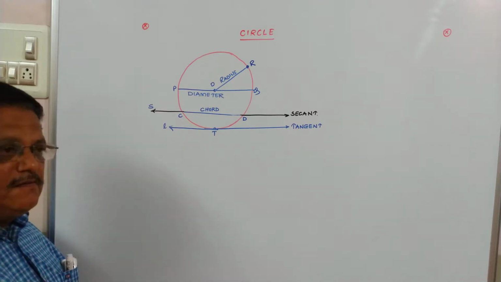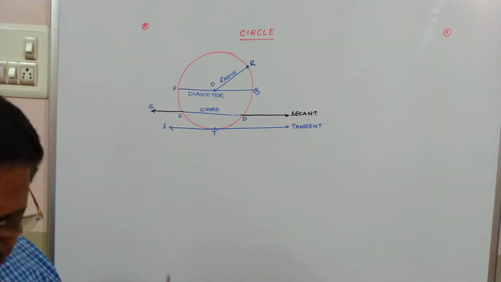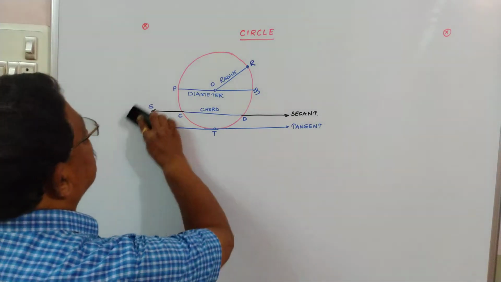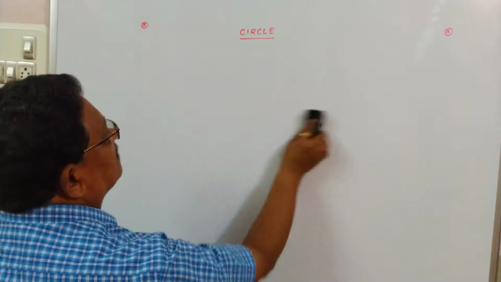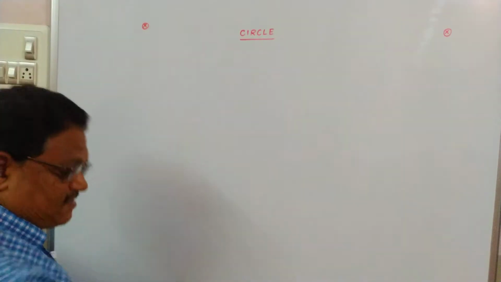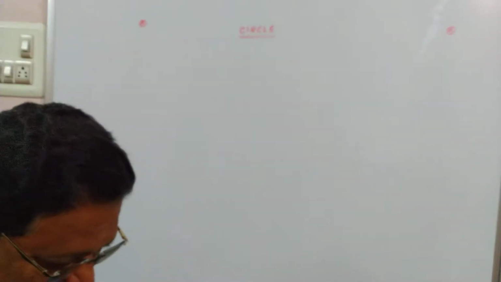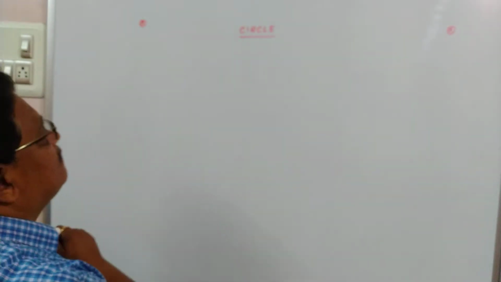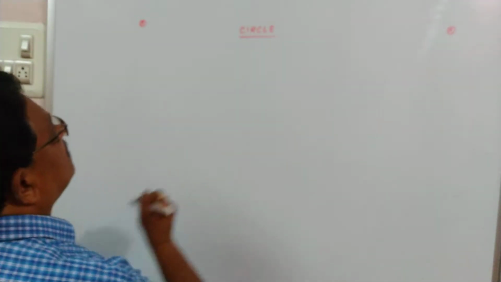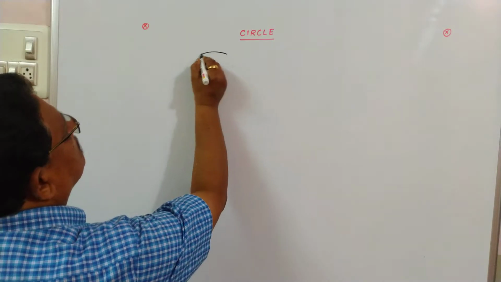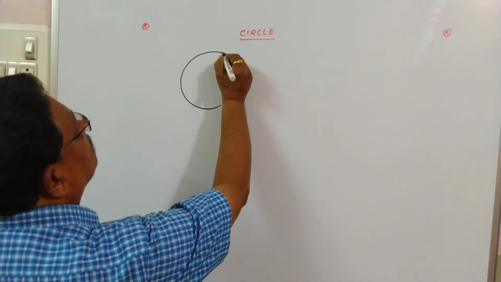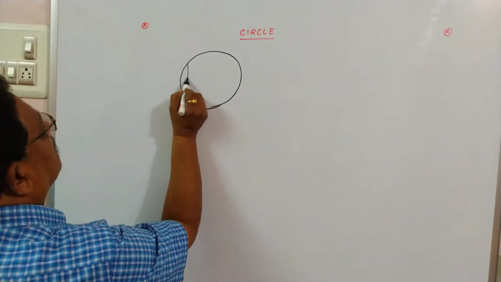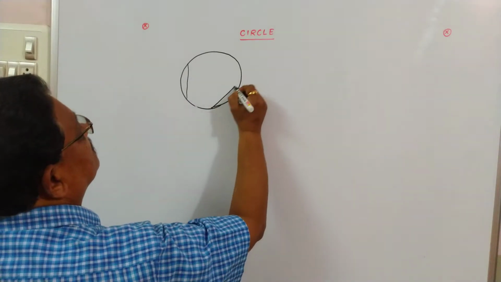Now some properties as well as theorems which we have revised in 9th standard. I'll go through those properties. What does the first property tell us? If two chords of a circle are congruent, then they are equidistant from the center.